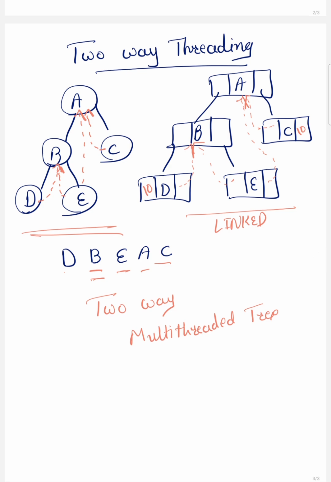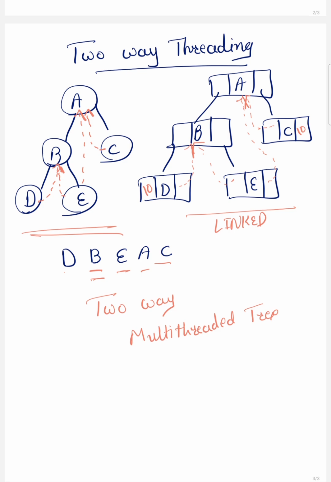I hope you understood what a threaded binary tree is. In that there are two types, single threaded and multi-threaded. Single threaded again has two kinds, left threaded and right threaded. And multi-threaded is where you replace both the pointers, right?